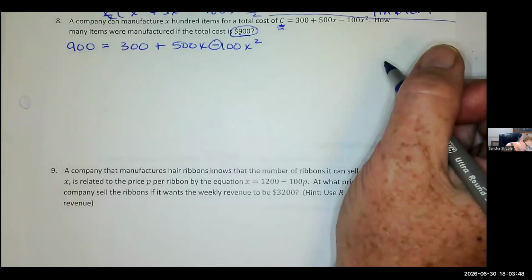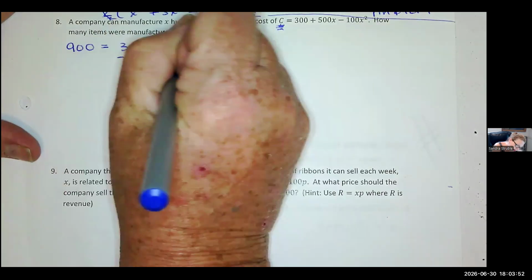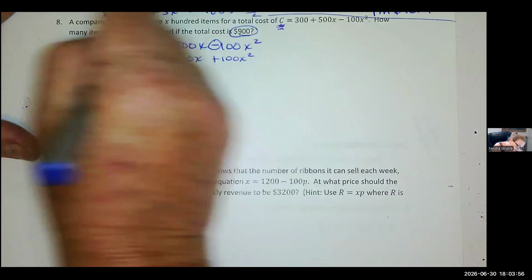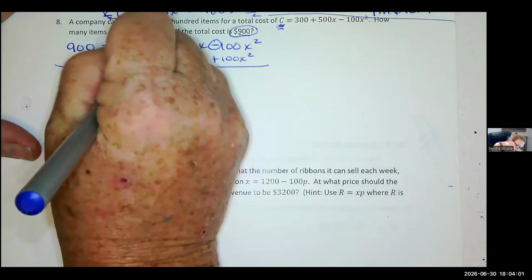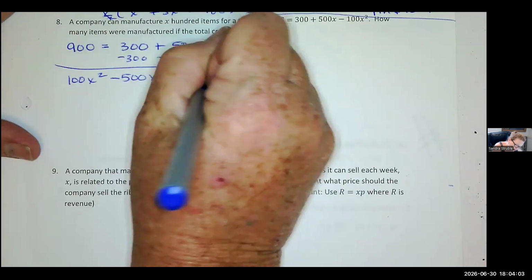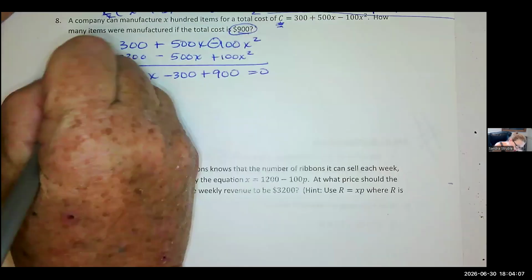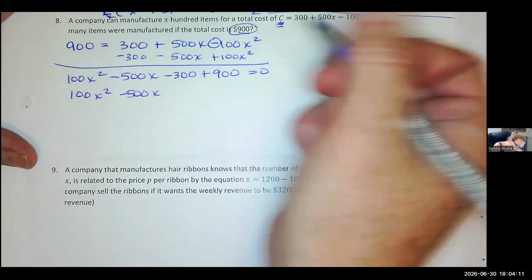So I'm going to subtract 300, subtract 500x, and add 100x squared to both sides and put them in order. All right, let's clean this up. I should have stacked them, but I didn't. I'm sorry. Negative 300 plus 900 is 600.